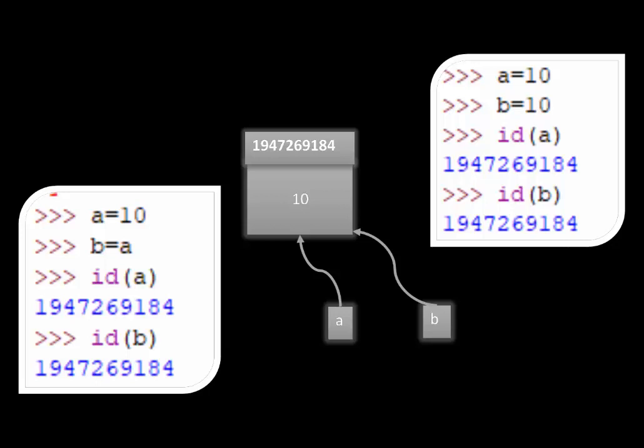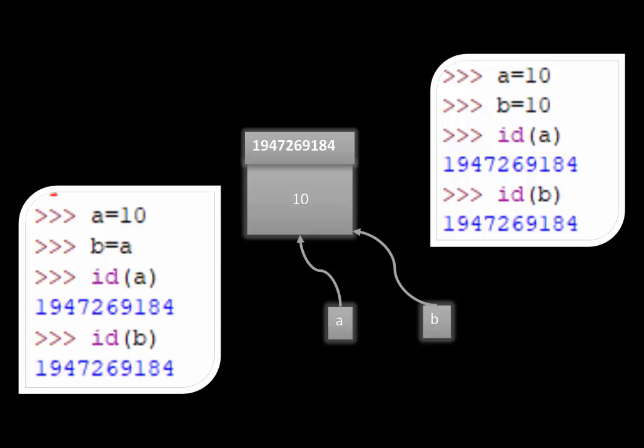So as shown here in this slide, you can see that A and B both are pointing to the same location, and you see the address on top, 1947269184, when I was working. So this is pointing to one location. It is pointing to one location because of the statement B is equal to A. First you assign 10 to A and you say B is equal to A.